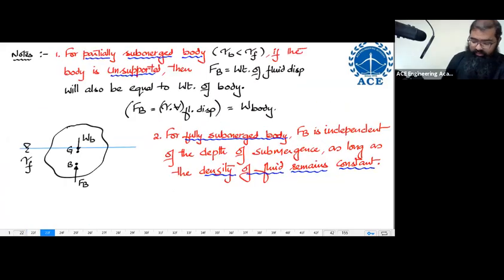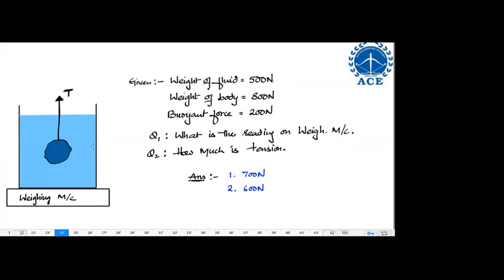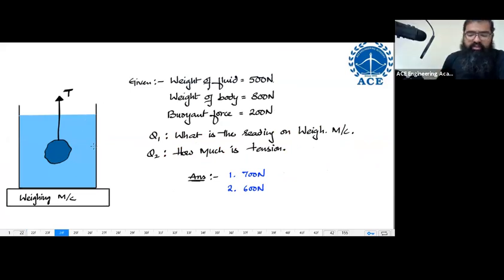Will the body touch the bottom? It might touch, it might not touch. It's none of our concern whether it is touching or not touching. But the answer would be weight of fluid plus weight of body.